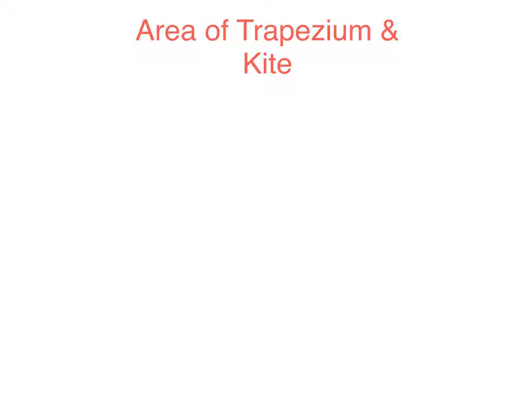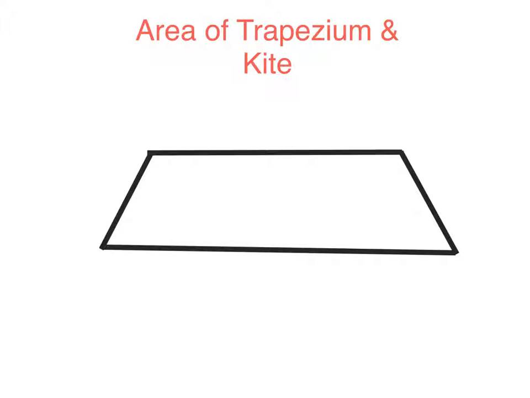Today we look at the area of a trapezium and of a kite, and we're going to find the area of both of these using a formula. So firstly, let's look at a trapezium. Remember, a trapezium is a quadrilateral, a four-sided shape, that looks a bit like this. It has one pair of parallel sides. So these two sides, top and bottom, are parallel.